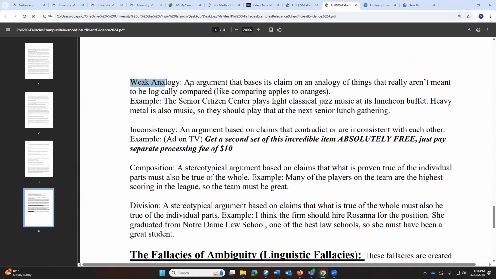The weak analogy. This is an argument that bases a claim on a comparison or analogy of things that really aren't meant to be compared. Kind of like when we say comparing apples to oranges. The Senior Citizen Center plays light classical jazz music at a luncheon buffet. Heavy metal is also music, so they should play that at the next senior lunch gathering. Well, that's not really a good reason. Just because something is also music doesn't mean it's the same kind of music that people might appreciate and enjoy in a particular group.